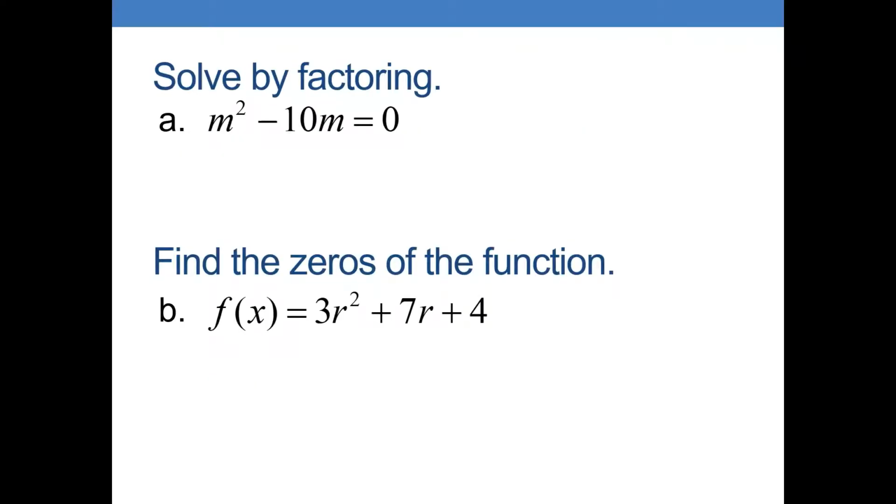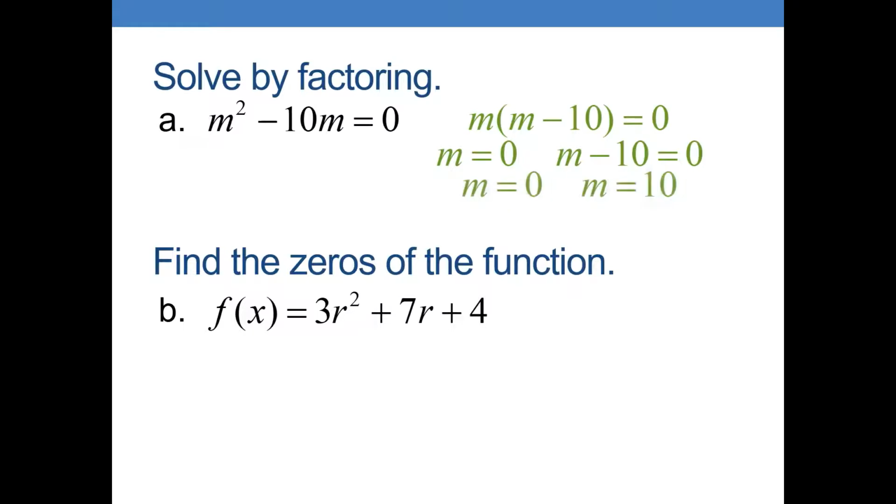In order to solve by factoring, the equation must be equal to 0. Once it is, we factor. Question A has a GCF. And if two things are multiplied together and the result is 0, it means one or the other must be equal to 0. So one of these factors or both would be equal to 0. That's why we set each factor equal to 0 and then solve for the variable. You can leave your answer like this, or you can use set notation.